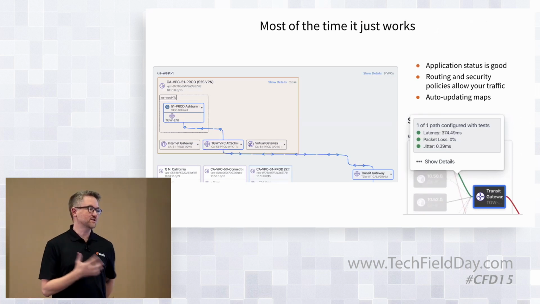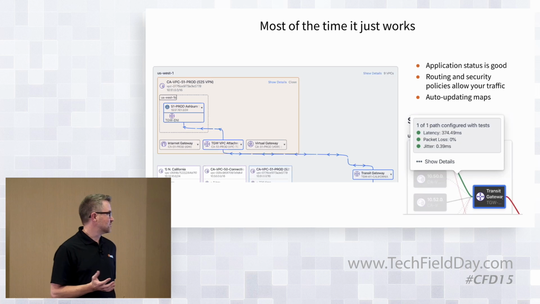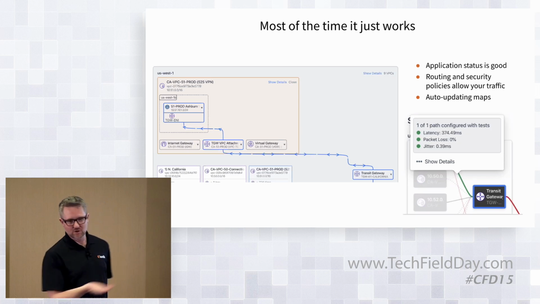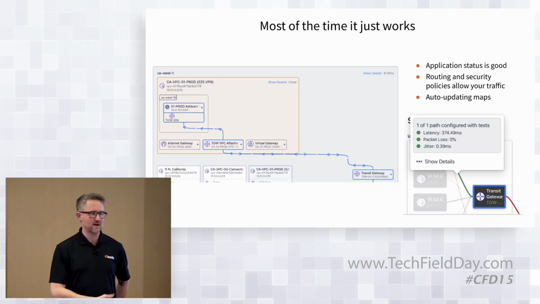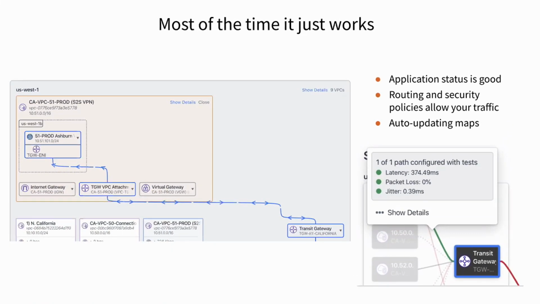Most of the time, that's just going to work, right? So application status is good. That means orders are coming in. You're seeing travel being booked or whatever it is your business is doing. Routing and security policies are allowing your traffic. They might not be perfect. Maybe they're not disallowing some traffic that you really should be, but things are working.